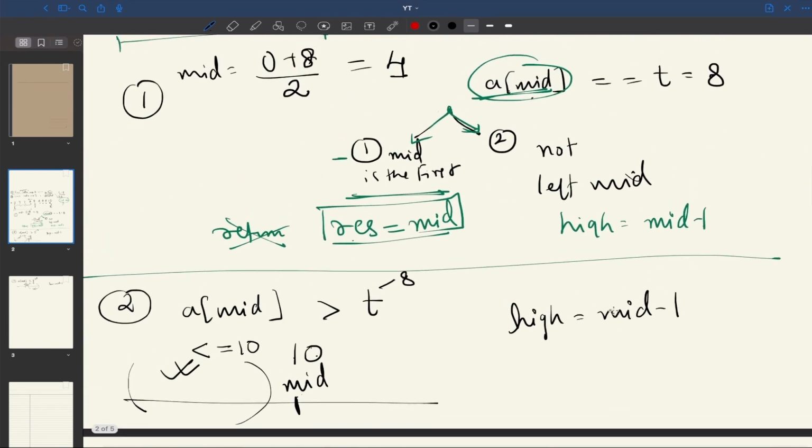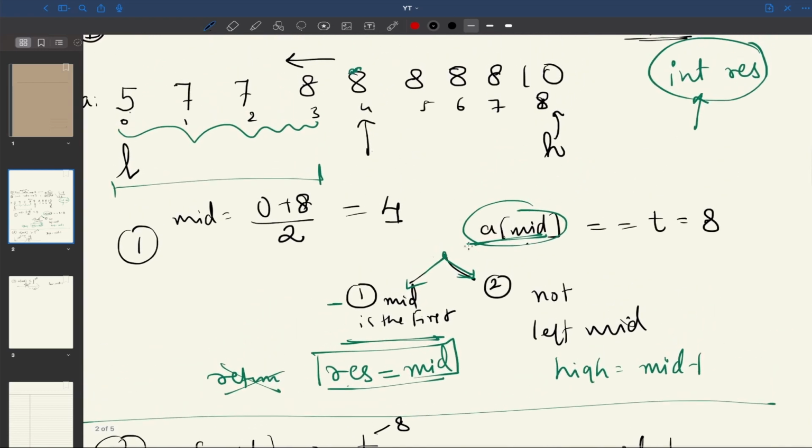What has changed from the standard binary search in this solution? The only change you make is when your a of mid value is equal to target. So whenever your a of mid value is equal to target, usually what we did in the standard algorithm was return the index. But here we cannot do that. Why? Because here we are interested in finding the index at which that target element appears for the first time. Okay, so we can have two possibilities.